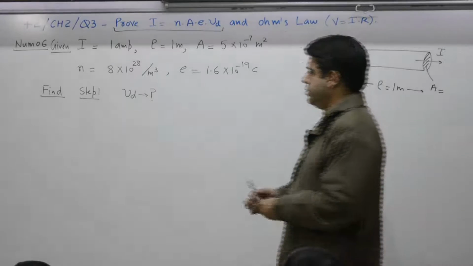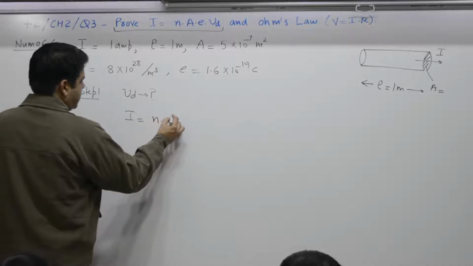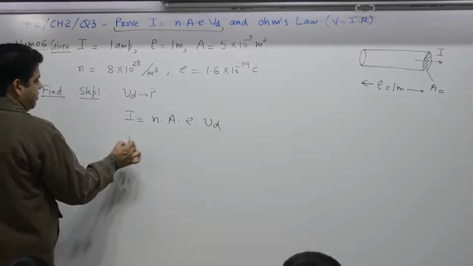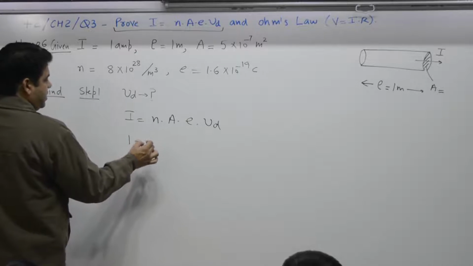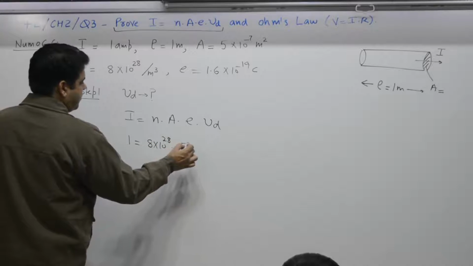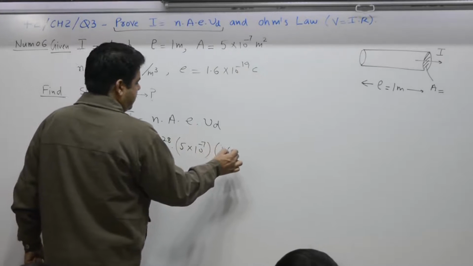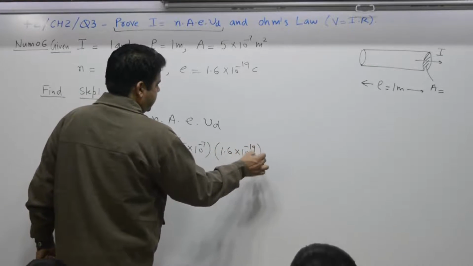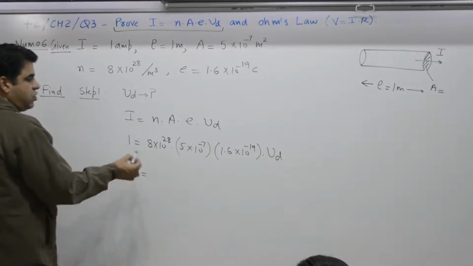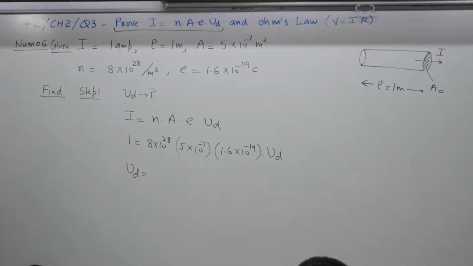Formula to be used: I is equal to nAeVd. I is equal to what? 1 ampere. n is equal to what? 8 into 10 raised to power 28. Area 5 into 10 raised to power minus 7. Charge on electron 1.6 into 10 raised to power minus 19. Vd we don't know, so solve it to find the value of Vd. Vd comes out to be what?